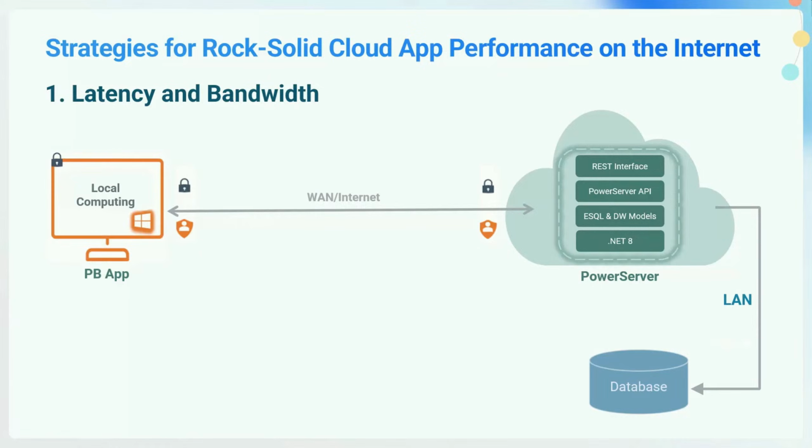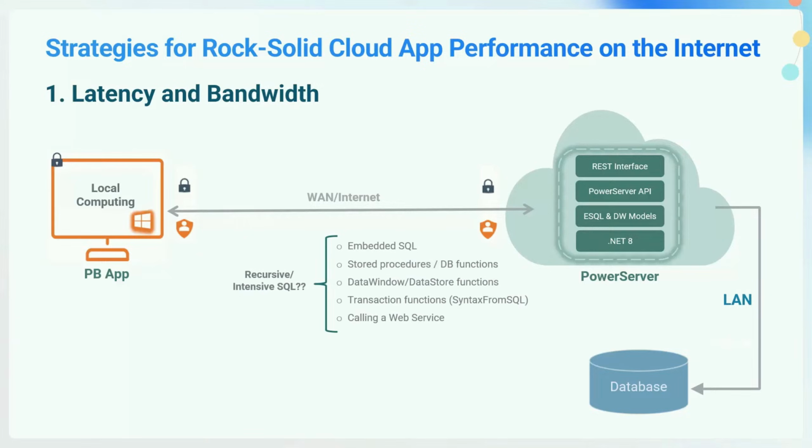Keeping in mind these two variables, latency and bandwidth, that can strongly impact our PowerServer applications over the internet, we need to focus on optimizing how information is exchanged between the client and the PowerServer web API, and also between the web API and the database. On the client side, we should review objects or SQL code in the application that might be recursive or data intensive. For example, embedded SQL, stored procedures or database functions, data window or data store functions, transaction functions like syntax from SQL, or calls to external web services.